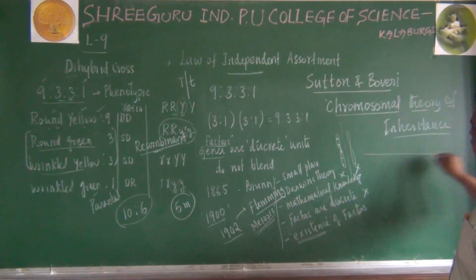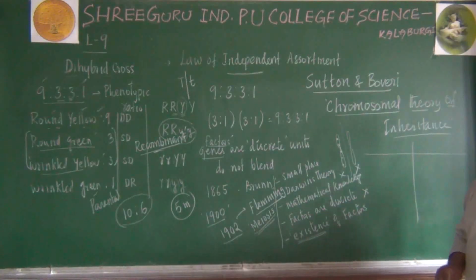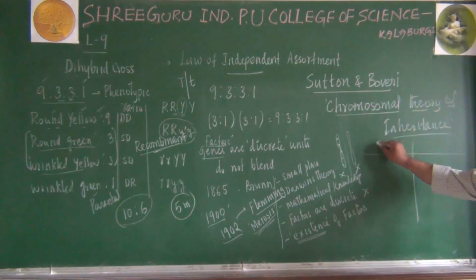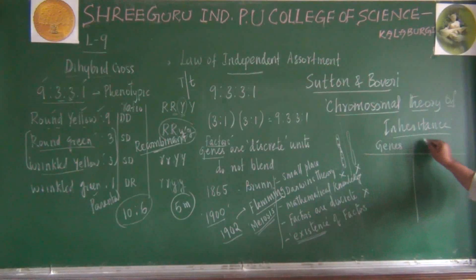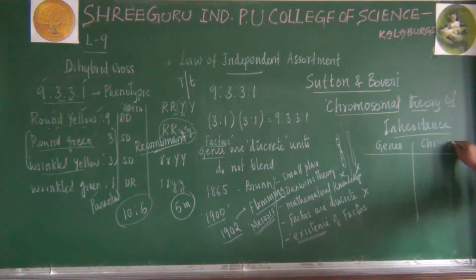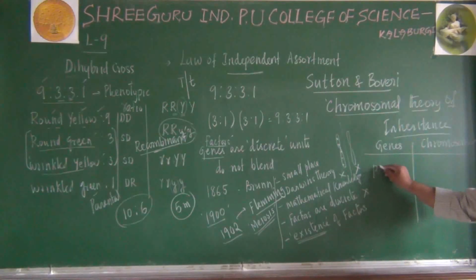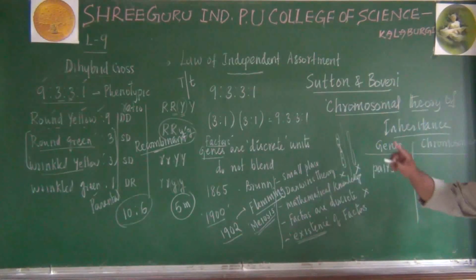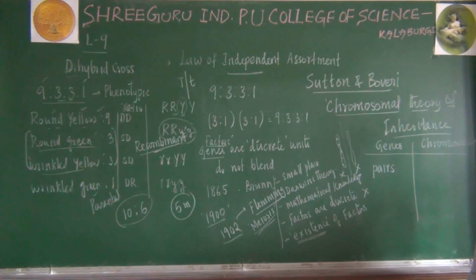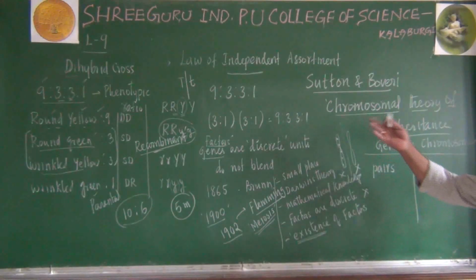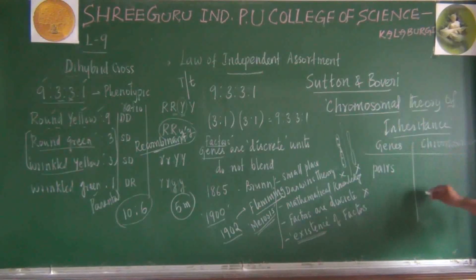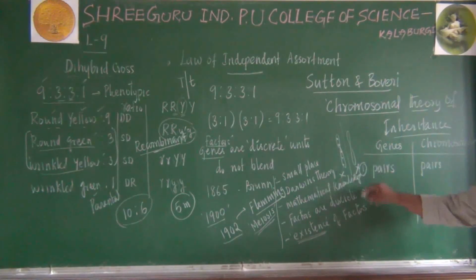What are the evidences? Remember this paragraph. A 3-mark question can be asked: what is the correlation between genes and chromosomes? They explained here. Please listen. Genes also occur in pairs. What did Mendel tell about genes? They occur in pairs. One is the paternal allele, another one is the maternal allele. Chromosomes also occur in pairs. That is the first idea proposed by Sutton and Boveri in their chromosomal theory of inheritance.